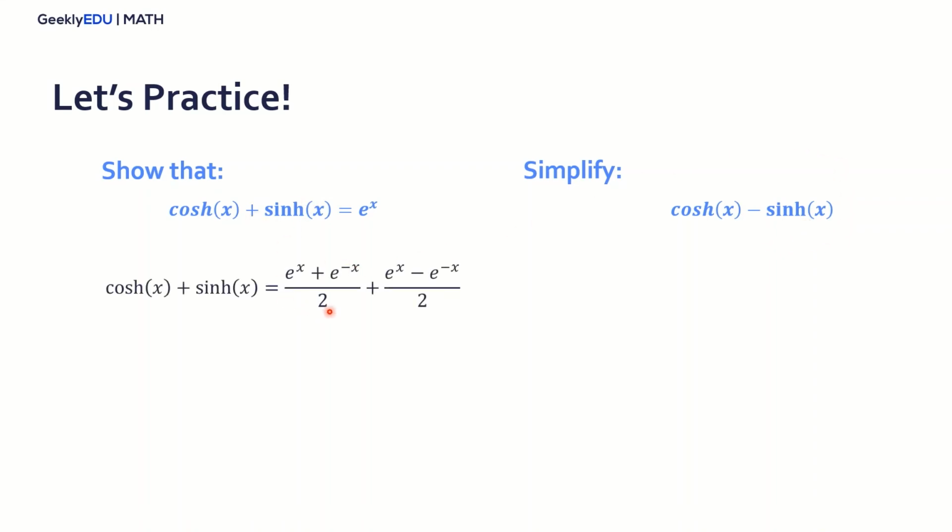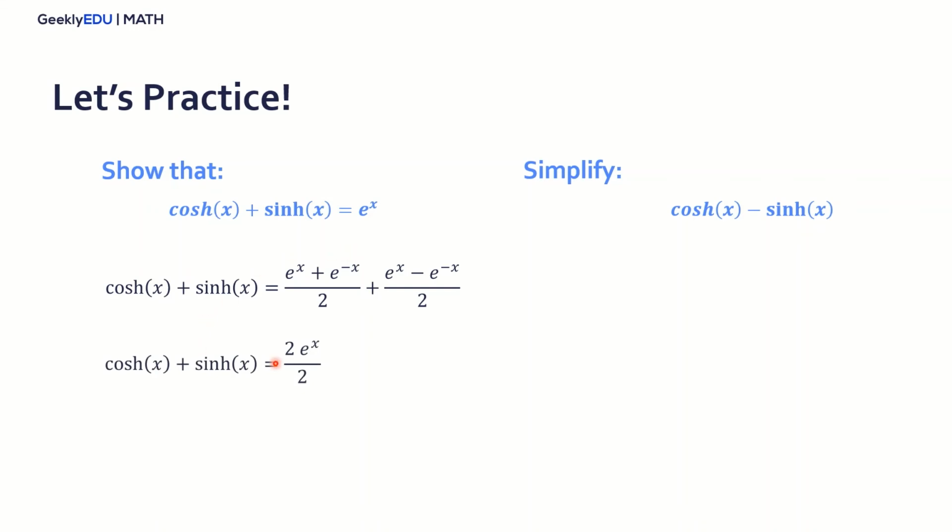So let's practice a little bit with the hyperbolic functions. We want to demonstrate this identity here: the hyperbolic cosine plus the hyperbolic sine equals e to the x. And also simplify this one, the hyperbolic cosine of x minus the hyperbolic sine of x. For the first one, we can simply use the definitions for the hyperbolic sine and cosine and add them up. If you add them up, you see that we have a positive e to the negative x here and a negative e to the negative x over here that we can cancel out, and add these two e to the x.